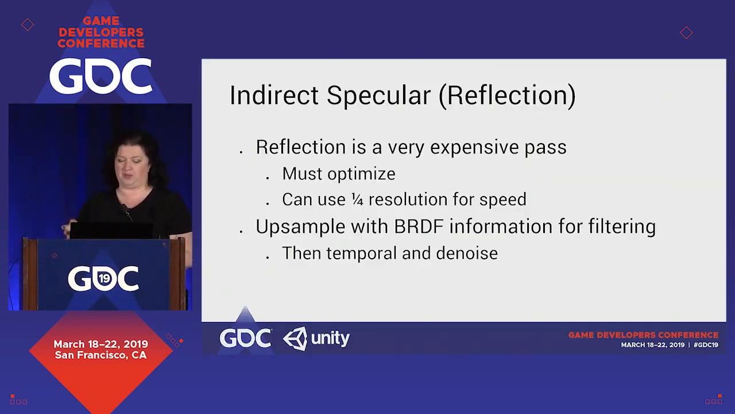So as we mentioned, reflection is a very expensive pass. We need to optimize it. So we default to using quarter resolution for speed. This is very similar to what EA SEED has done. And what we do is we select one of the 4 samples per frame, evaluate the lighting, store the resulting index, sample direction, do the probability distribution function, and then upsample with all of the BRDF information for filtering. So this is accounting for variance, roughness, and so forth. Then it follows the same temporal accumulation and bilateral filter based on the radius of the filter that we've specified.